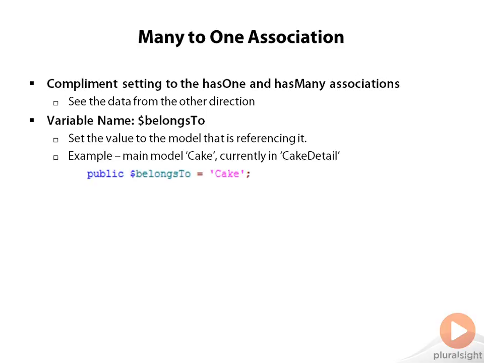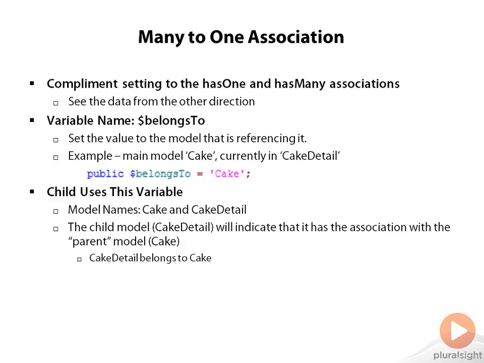So for example, we have a main model of cake, and we are currently in the cake detail model. We would type in public belongsTo and then equal to the cake model. So for more clarification, the child will use this variable. So if we have two models, cake and cake detail, the child model, in this case cake detail, will indicate that it has the association with the parent model, which is cake. If we were to use this in a simple sentence, we would say cake detail belongs to cake.